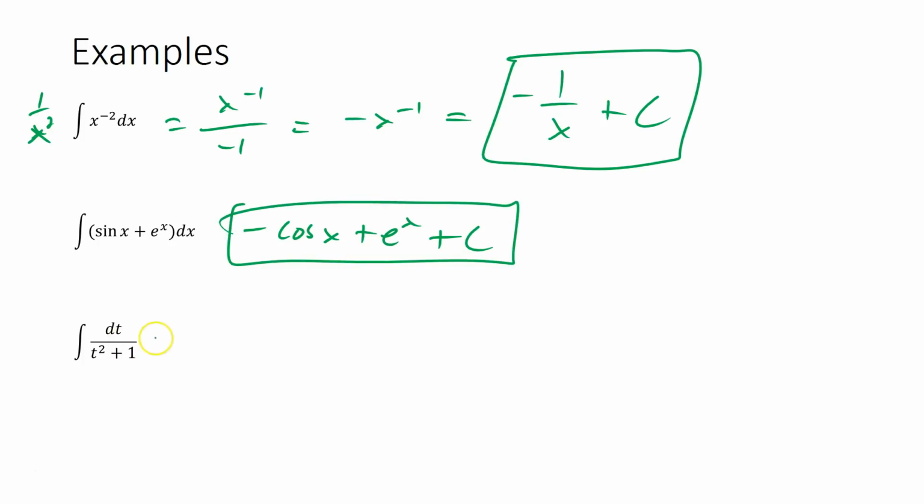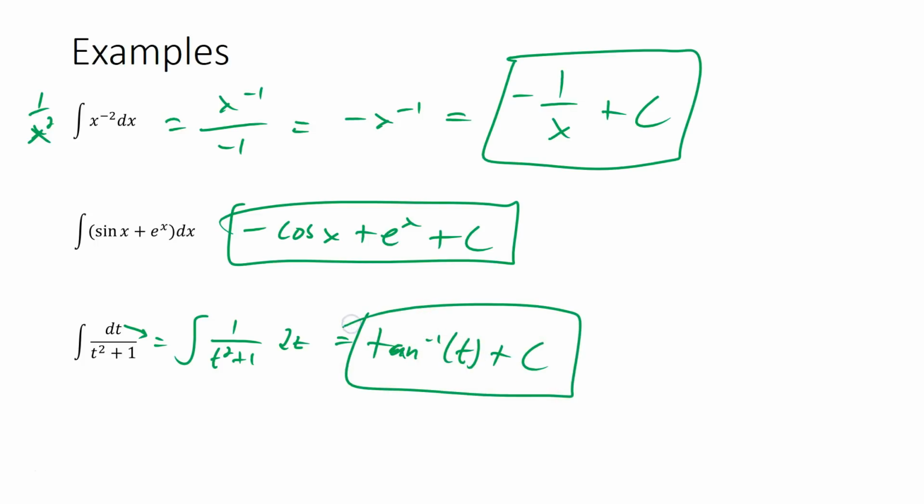All right, this guy, I'm going to rewrite that because you guys don't like the dt on top. I know. You can just slide it off if you don't like it. So we have 1 over t squared plus 1 dt. That's the derivative of what function? I think it's tangent inverse. That's tangent inverse of t plus c. That's it. Lots of practice with our derivatives, right? Those derivatives that we saw back in chapter 3.